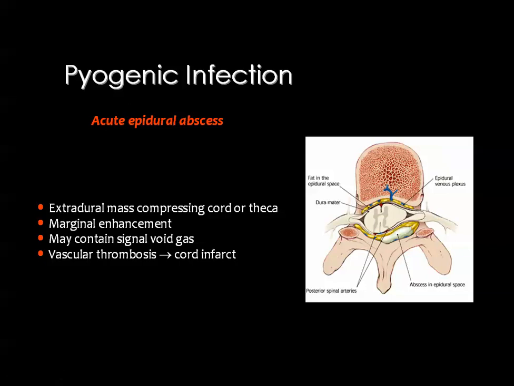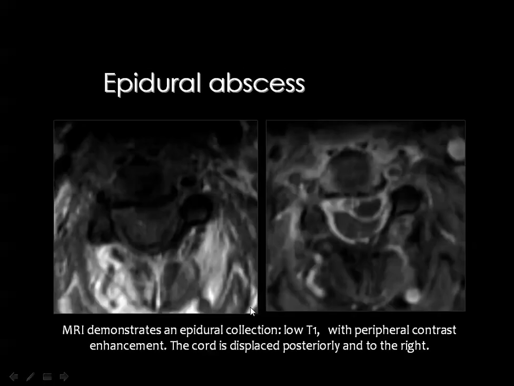Then extension of the inflammatory process inside the spinal canal may result in epidural or subdural abscesses, and the intraspinal abscess is almost similar to any abscess elsewhere in the body. There is a lesion which shows uniformly enhancing margin, as you can see here. This is T1 weighted image and this is T1 post contrast. This is the spinal cord and this is the abscess I mean.